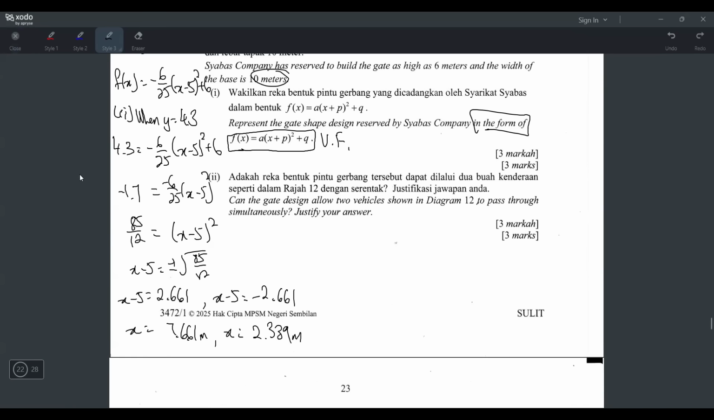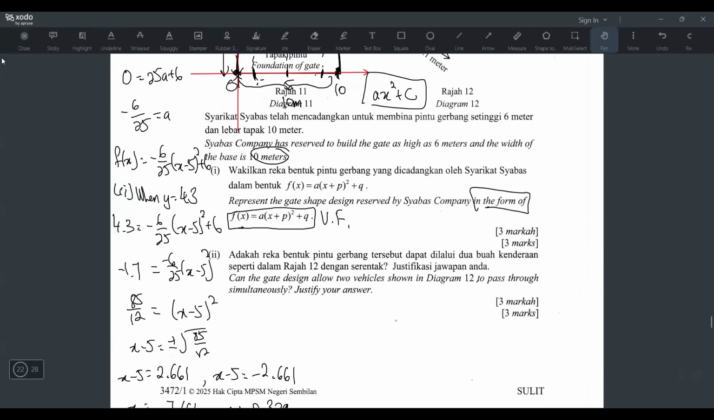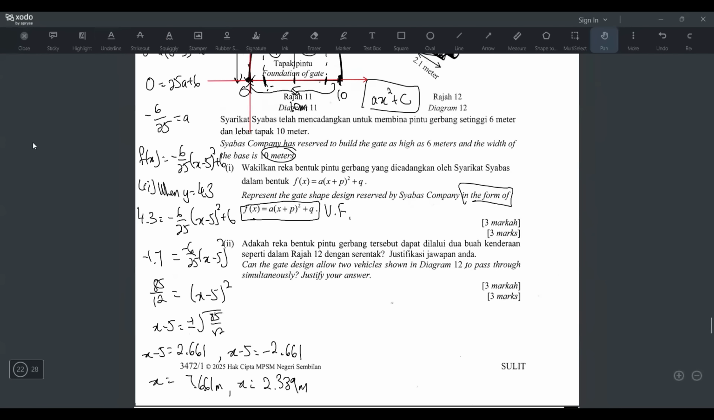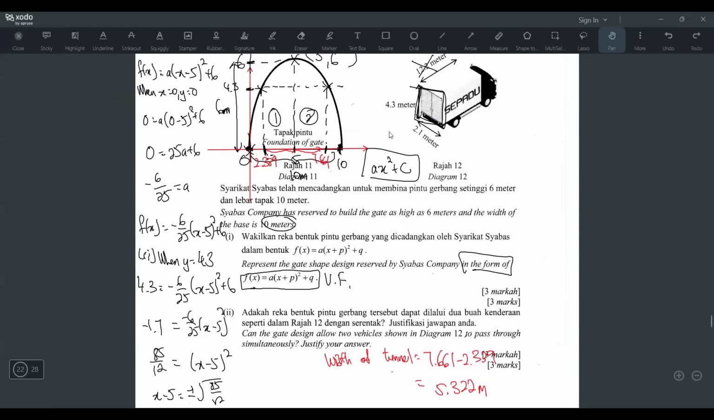So now we know that both these numbers, I know already this one is 2.339. Okay, let me make it smaller. And then for the other one is 7.661. So I can actually find out the width here. So I'll just write here width of tunnel. The width of tunnel. So we will take 7.661 minus 2.339 to get the width. All right, so what do we get? 5.322 meters. So now we can check whether it's enough for the two vehicles lah.